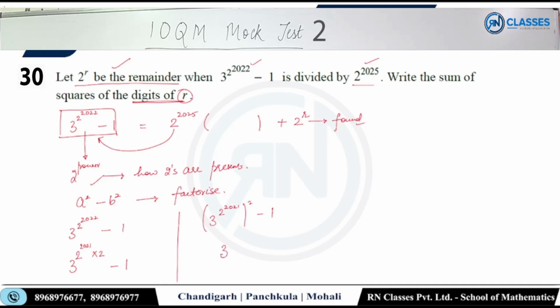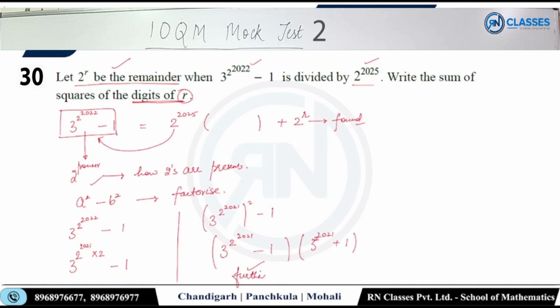और इसको लिख लिया (3 raised to the power 2 raised to the power 2021 minus 1) into (3 raised to the power 2 raised to the power 2021 plus 1). ये बना. इससे तो 2 की पावर पर पहुंच ही नहीं रहा भाई. ये फिर से फैक्टराइज हो सकता है फर्दर.